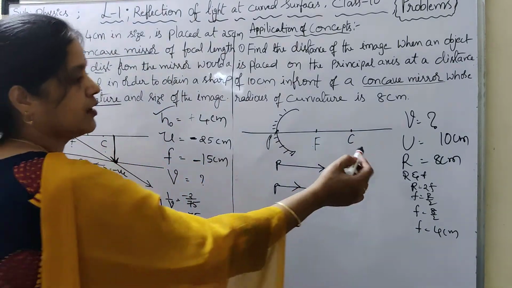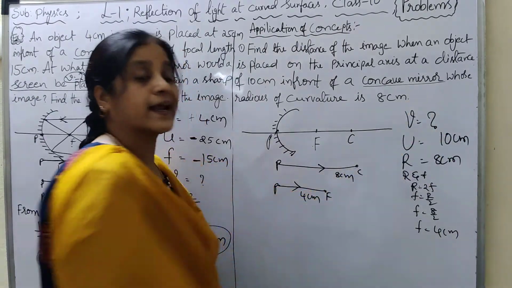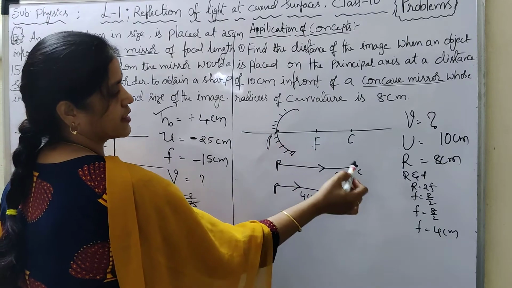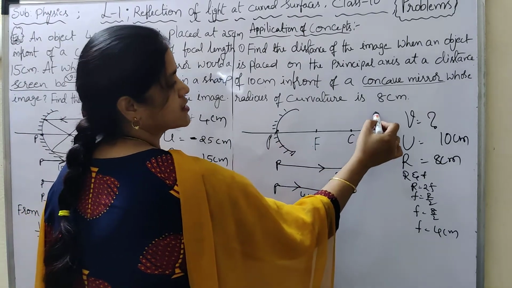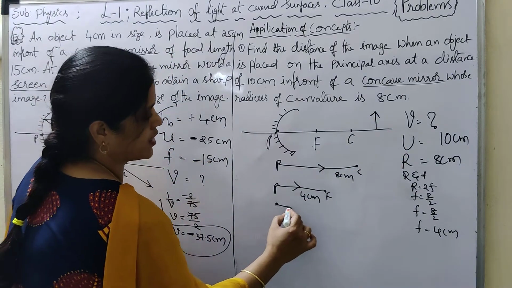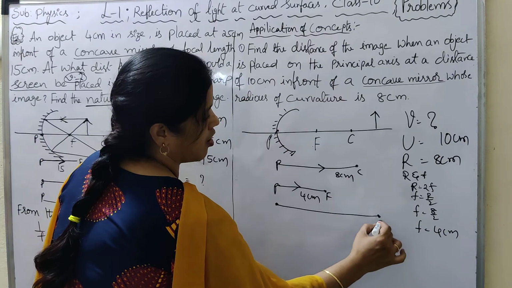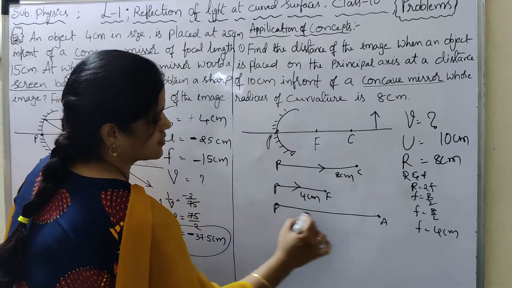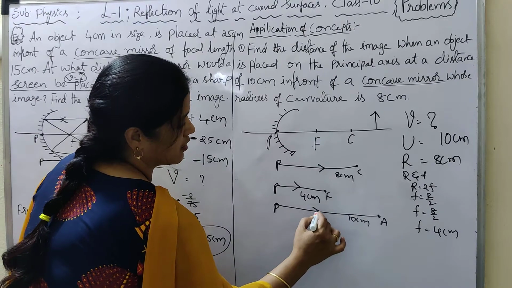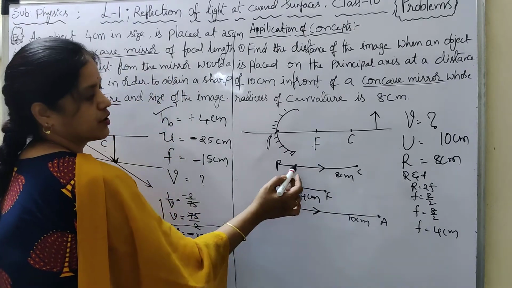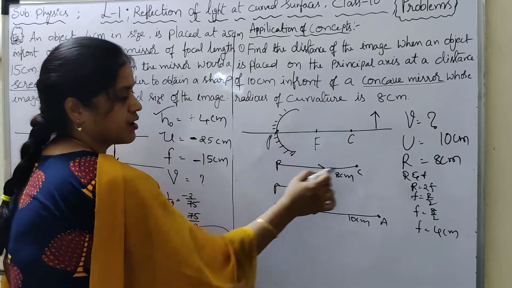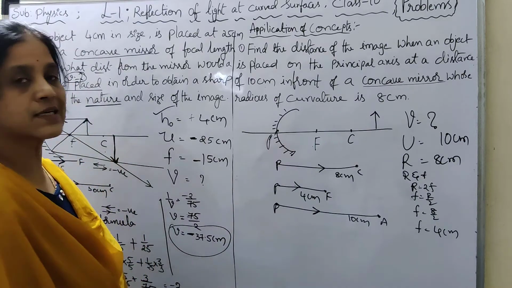Next, an object is placed 10 centimeters from the pole. So this is 4 and this is 8. 10 means beyond, somewhere here they placed an object. So from P to this object, I'll take it as U. This is 10 centimeters. I'm drawing the direction with each line, because this direction indicates we are measuring the distances from the pole. Is it clear?